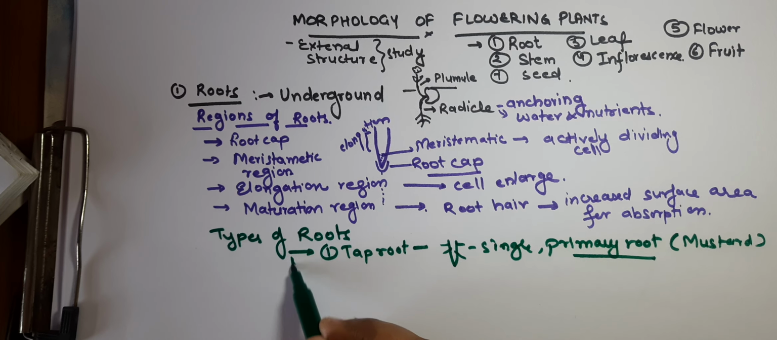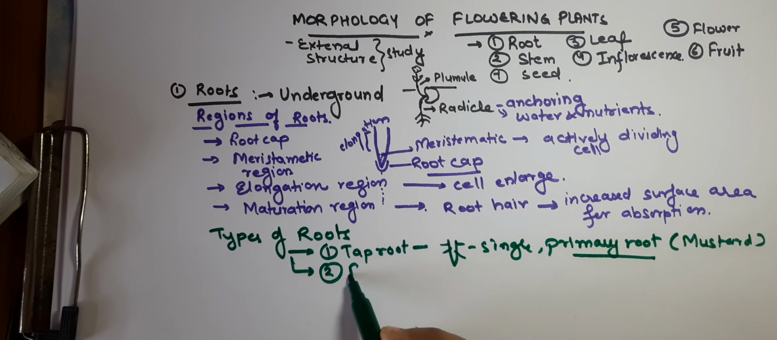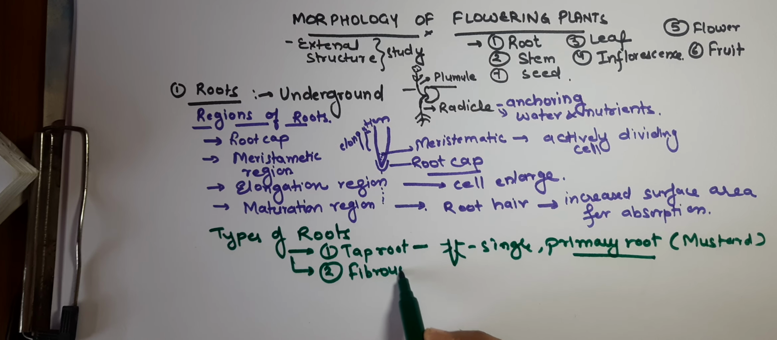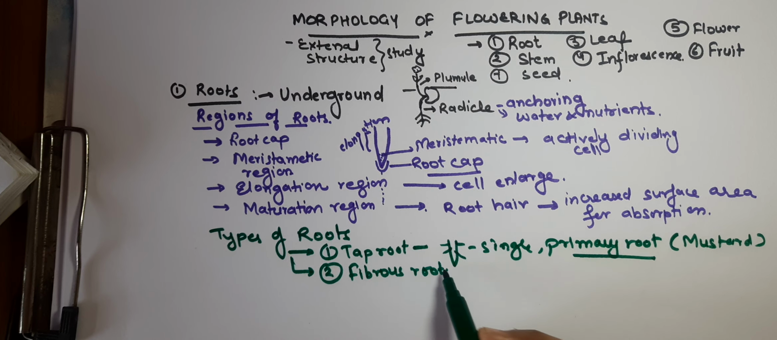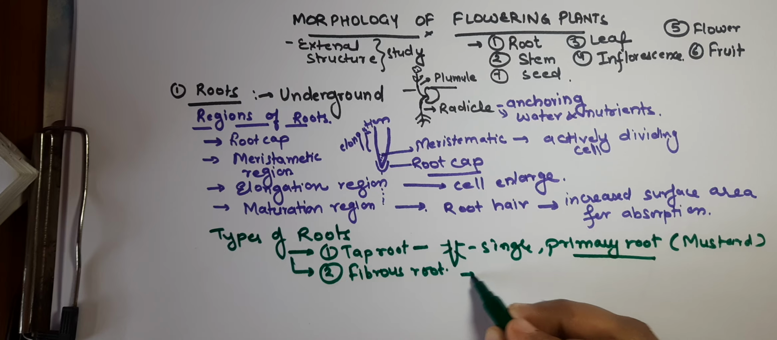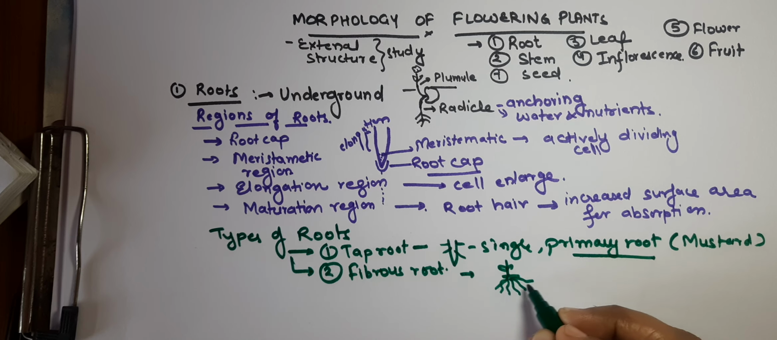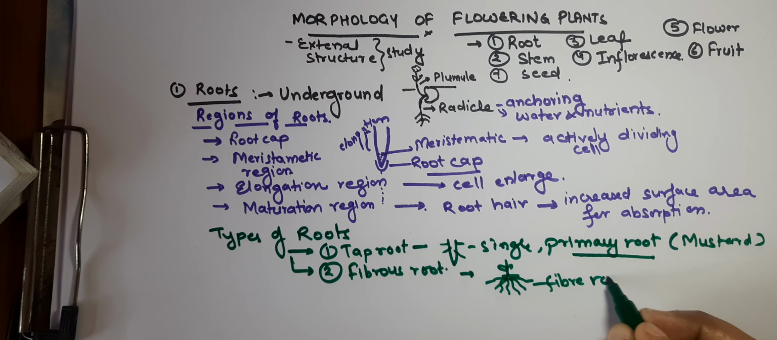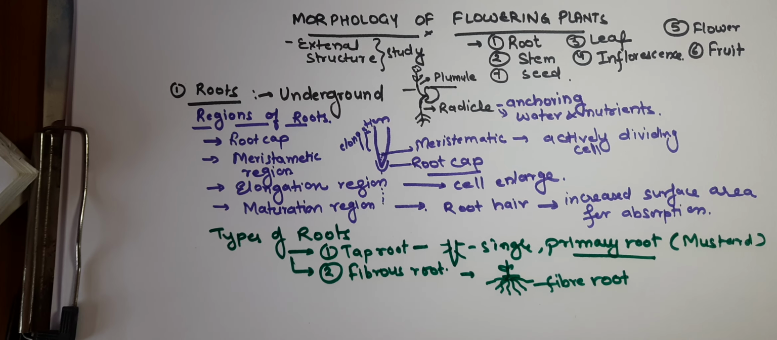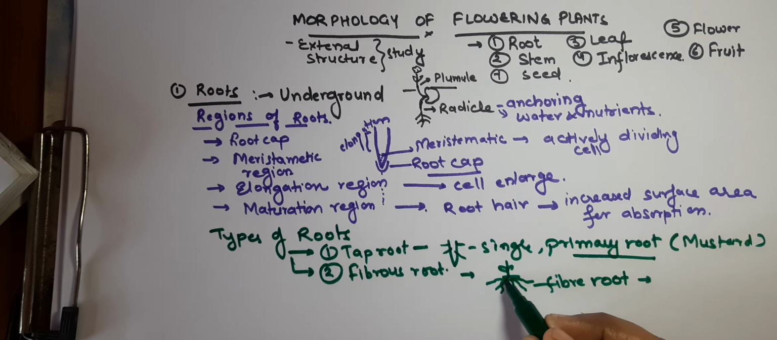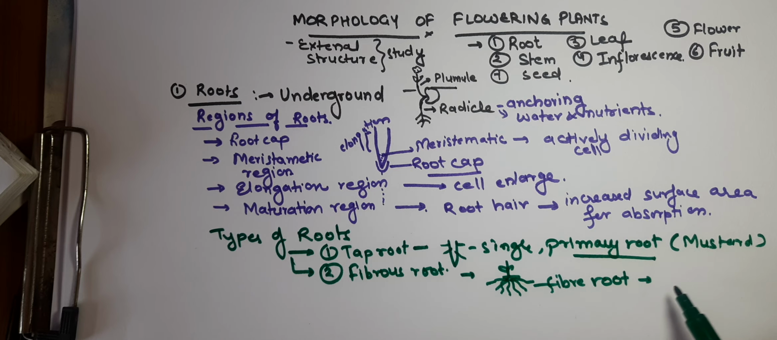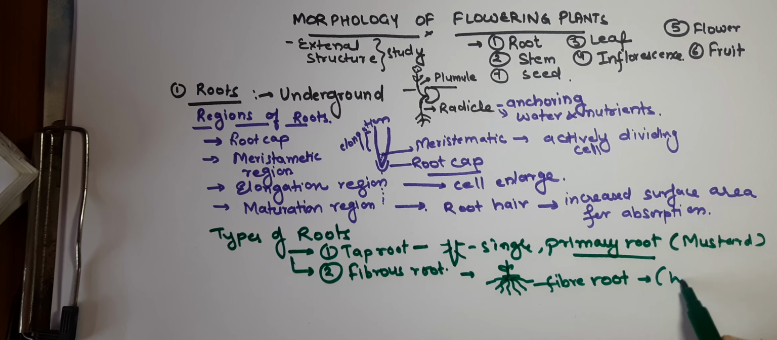Then the next type of root is the fibrous root. In the fibrous root, what will happen, students? This is the aerial portion of the plant. There will be a bunch of fiber-like roots, originating from a single base. From a single base there will be a bunch of fiber-like roots. This kind of fibrous root system is found in wheat, students.